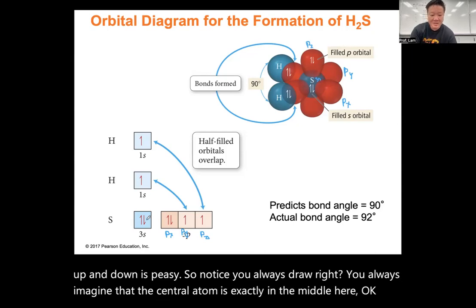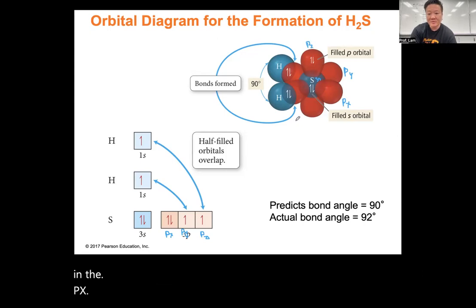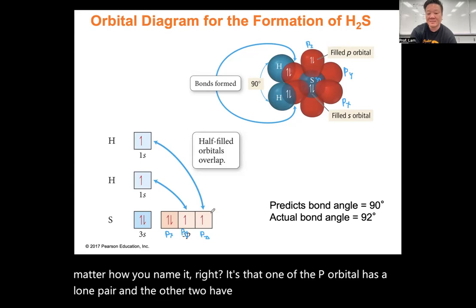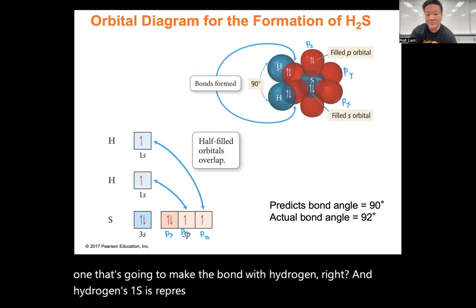Well, here it shows the pz orbital as having a lone pair, but it doesn't matter how you name it. It's that one of the p orbitals has a lone pair and the other two are singly occupied. So those are the ones that are going to make the bond with hydrogen. And hydrogen's 1s is represented by this sphere.